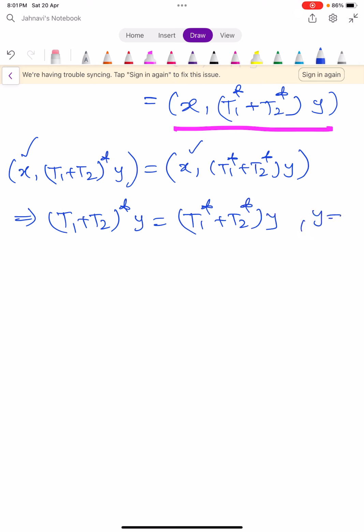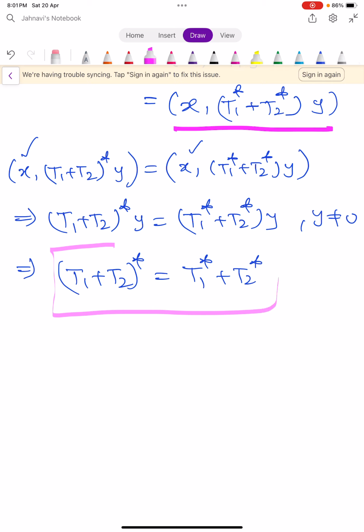Here the vector y is not equal to 0. Obviously you can conclude that (T1 plus T2) whole star is equal to T1 star plus T2 star. So that's it, which is the required one: (T1 plus T2) whole star is equal to T1 star plus T2 star.